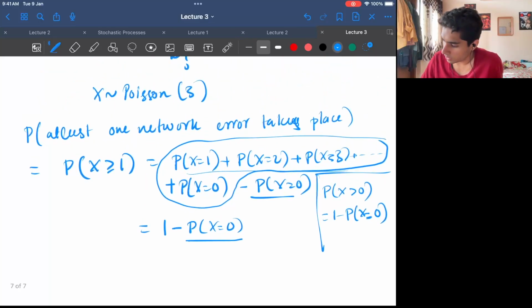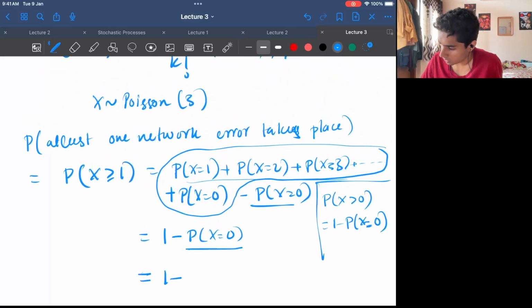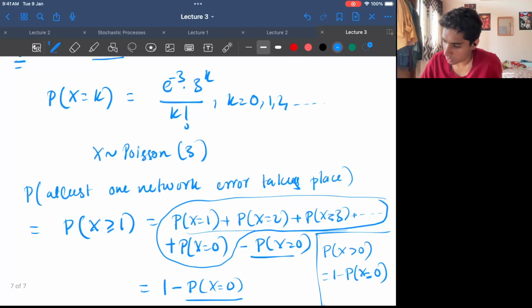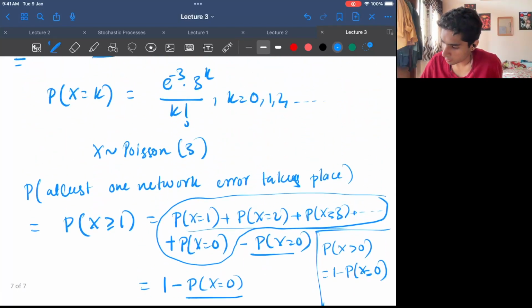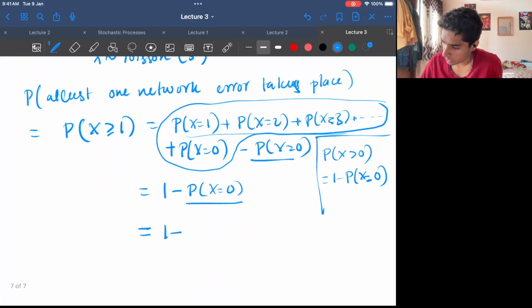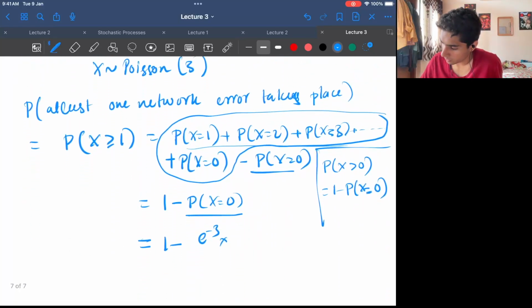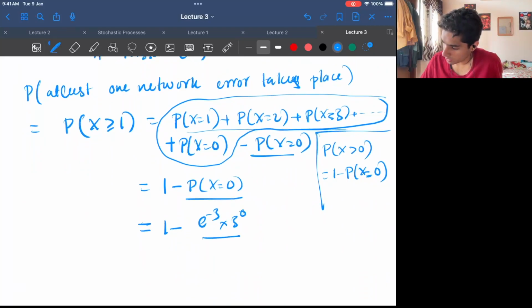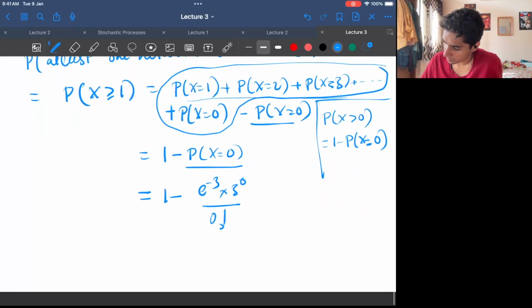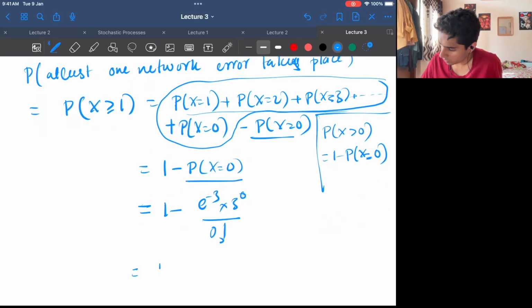Now what is the probability of x equal to 0? This is equal to, just put k equal to 0 here, right? So e raised to minus 3 into 3 raised to 0 by 0 factorial. This is equal to e raised to minus 3, because 3 raised to 0 is 1, and 0 factorial is also equal to 1. So this is equal to 1 minus e raised to minus 3.